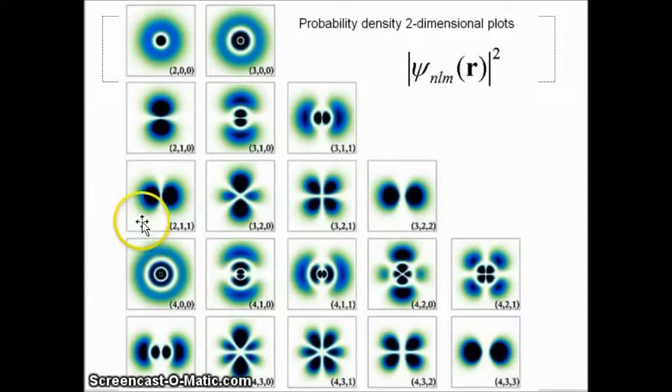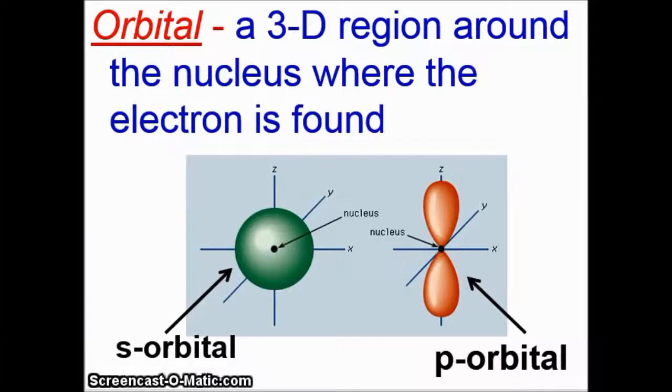This may be kind of weird for you to look at right now, but let me just try to explain. The darker regions are the higher probability of where the electron could be. The electron's going to be in different areas, and the darker the area is, the more time spent by those electrons. We can see that they make these different shapes, and these shapes are what we call orbitals. So here's a quick definition. An orbital is a 3D region around the nucleus where the electron is found.